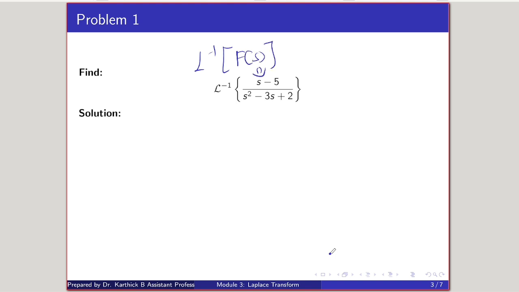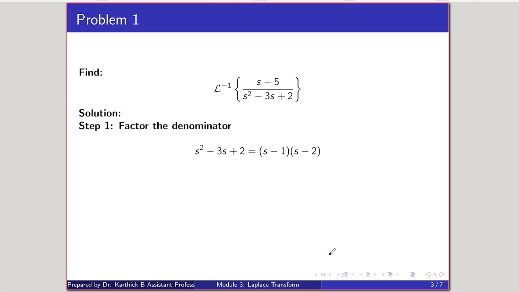So while going for the partial fraction, I may take s square minus 3s plus 2. On multiplying, I should get 2. On addition, I should get minus 3. So the values will be minus 1 and minus 2: on multiplying, I get 2, and if I add both, I get minus 3. The same thing I have done for s minus 1, s minus 2.